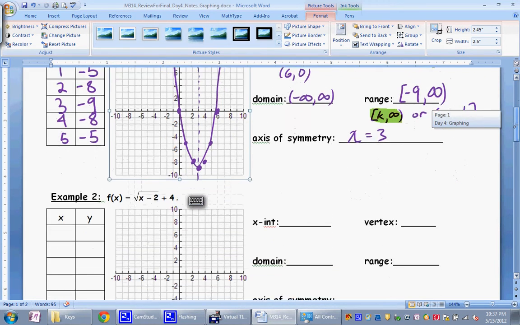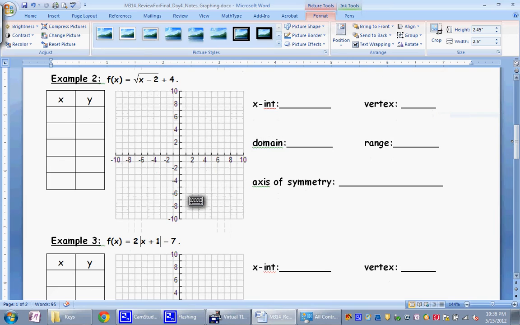Alright, let's move on to example number 2. Remember, if at any point I go too fast, this is a video, so you just raise your hand and ask for the video to be paused, and that should take care of the problem. We can always rewind as well.